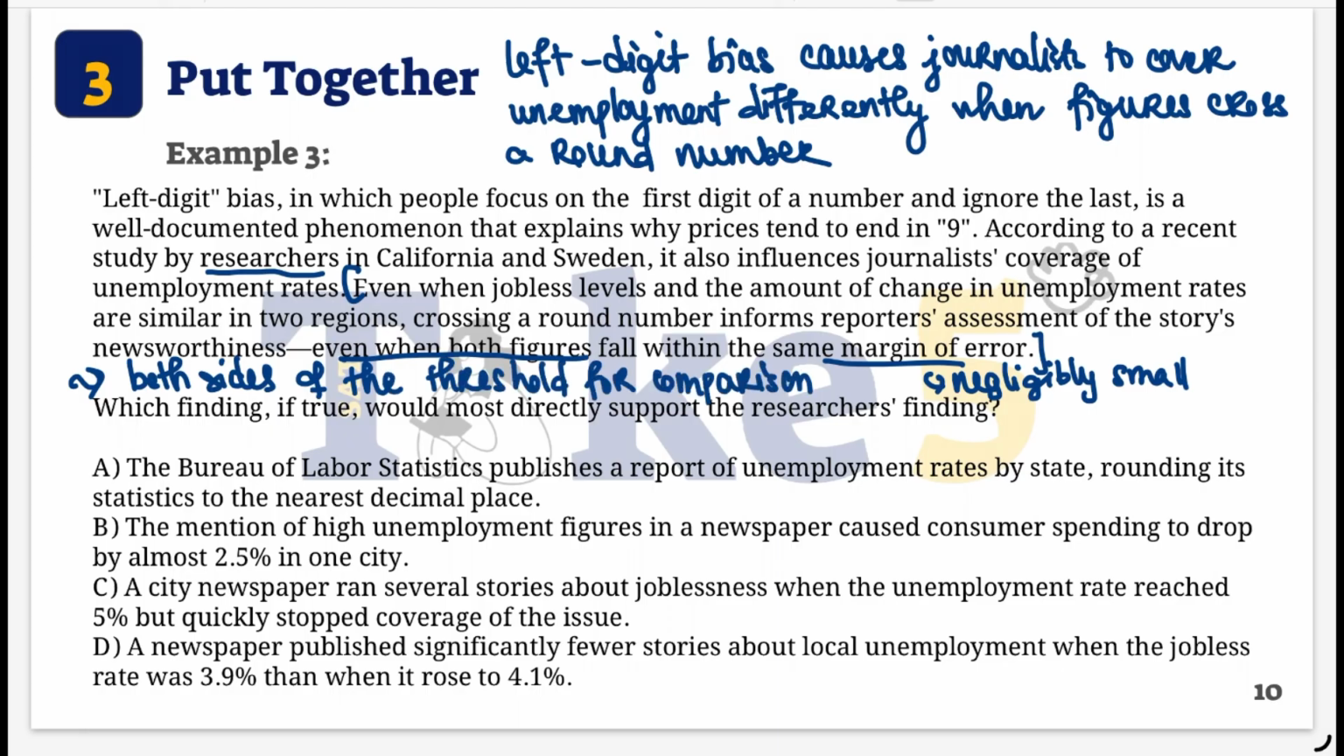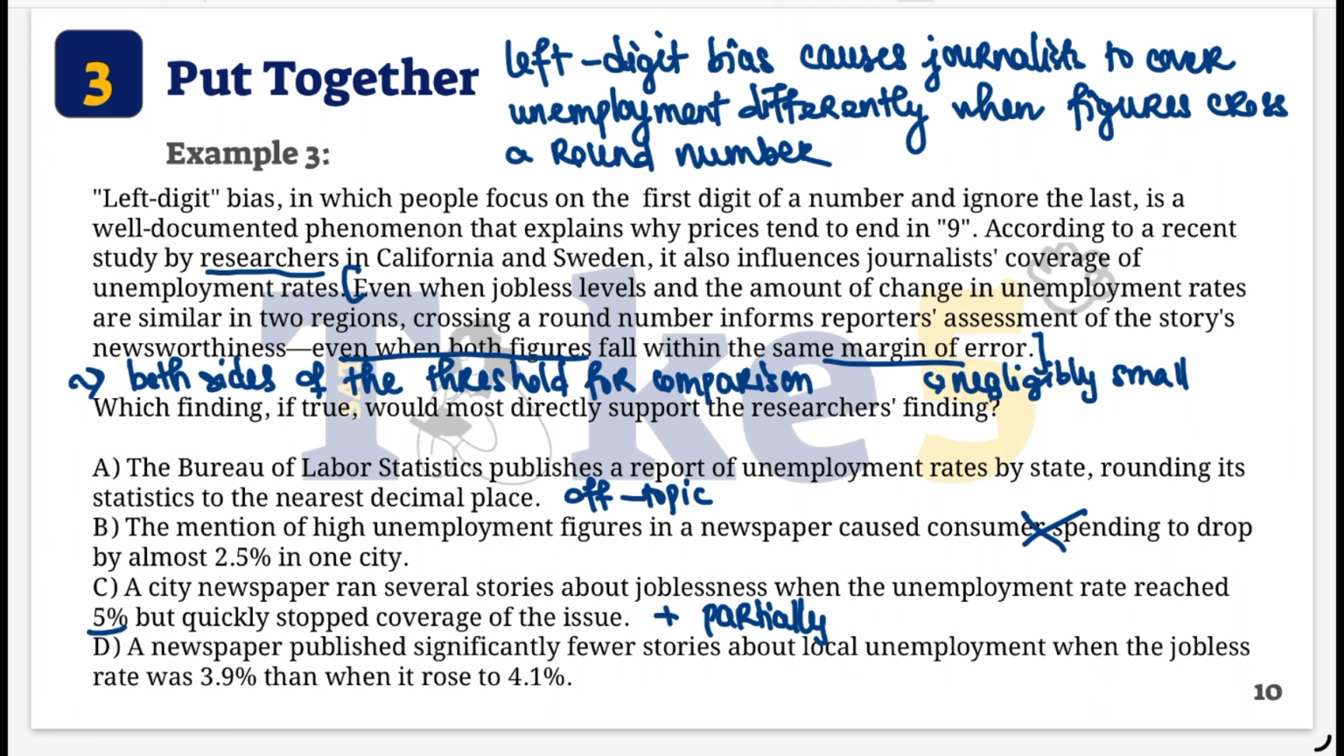A and B are unrelated to the finding because A is completely off topic and B does not fit because the passage does not even mention consumer spending. C says that a newspaper ran several stories when unemployment reached 5%, but quickly stopped coverage. So it shows a reaction to a round number, but only captures one moment. It doesn't have the contrast between two similar numbers on either side of a threshold. So this partially supports, let's put a mild positive sign here first.